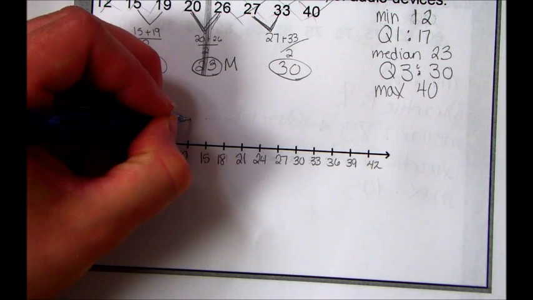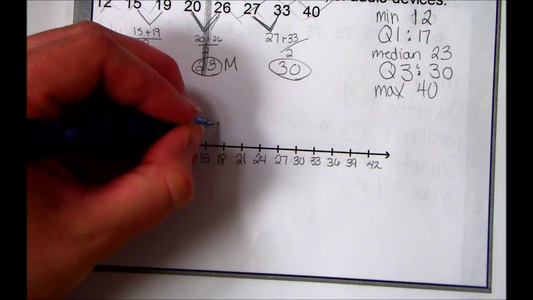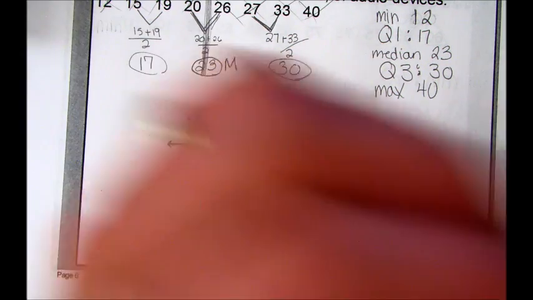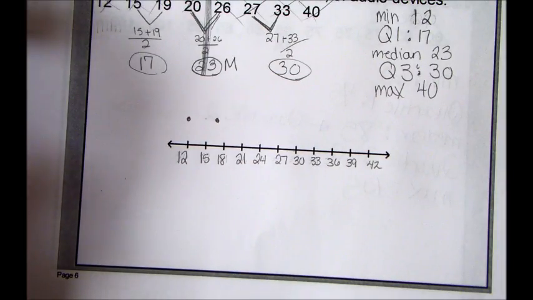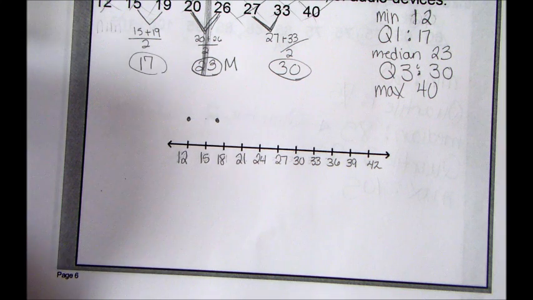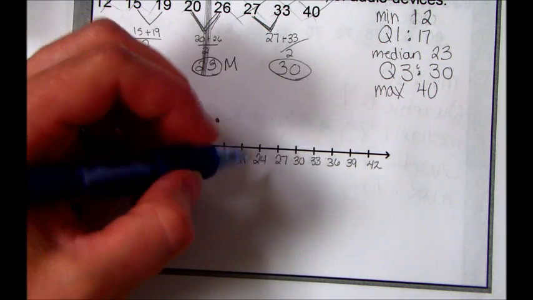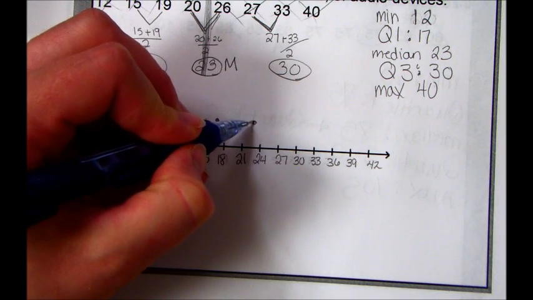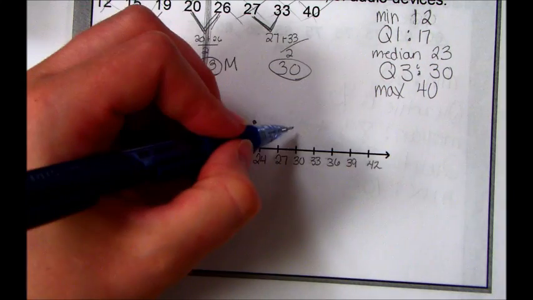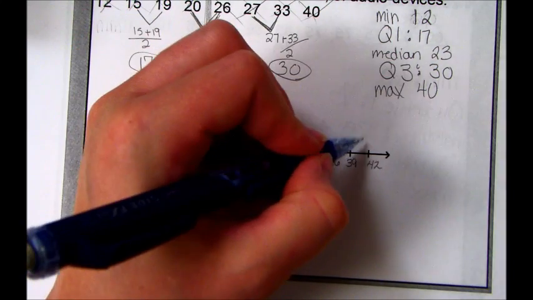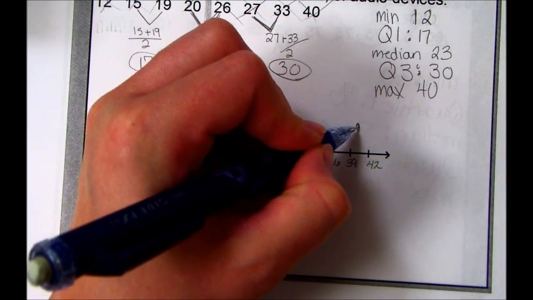Put a dot at 12. Put a dot at 17. To my substitute, if I'm going too fast for my kids to keep up, please push pause and have them catch up to where I am. 23, 30, and 40 would be right here. Okay.